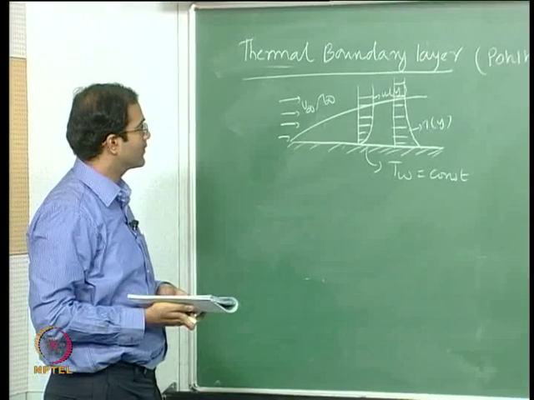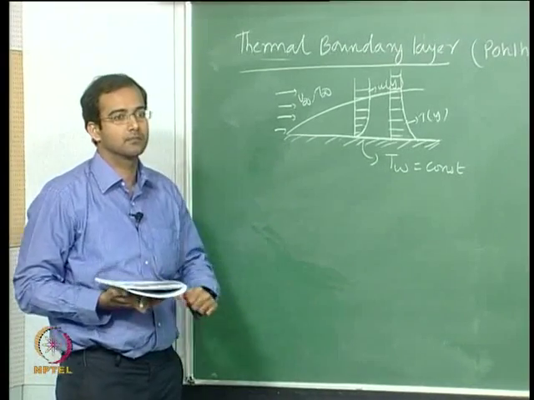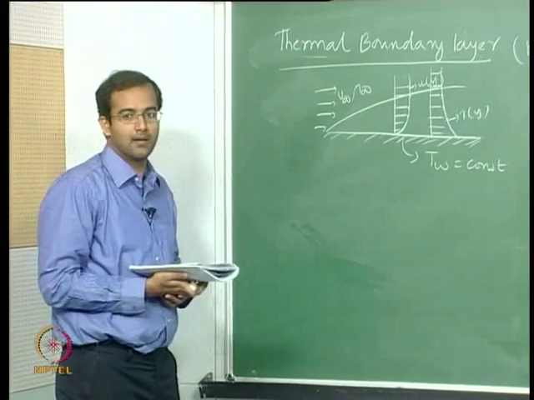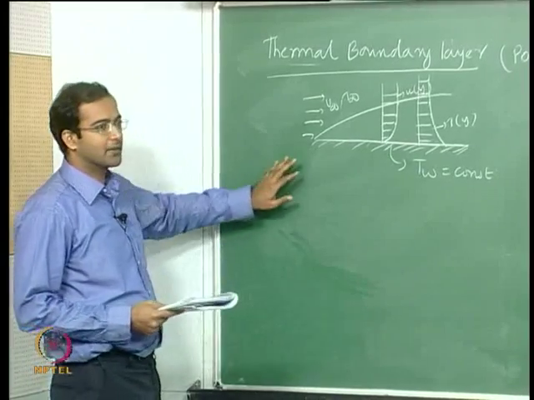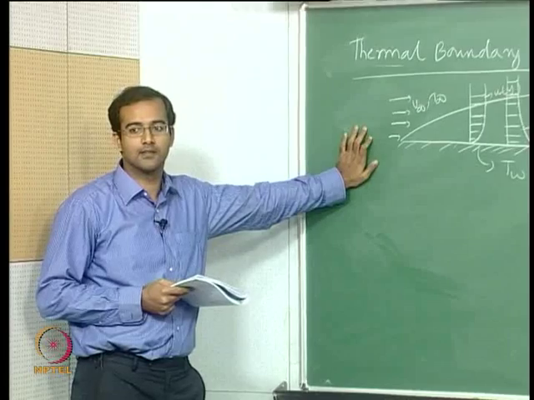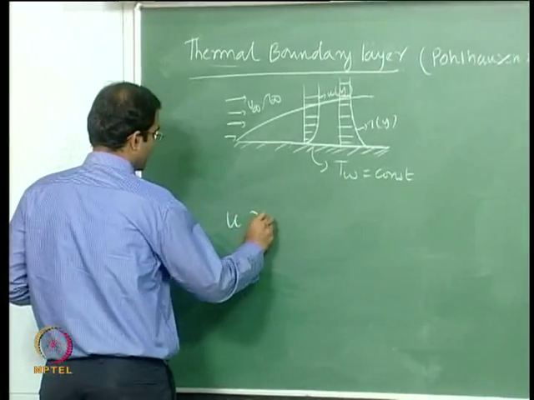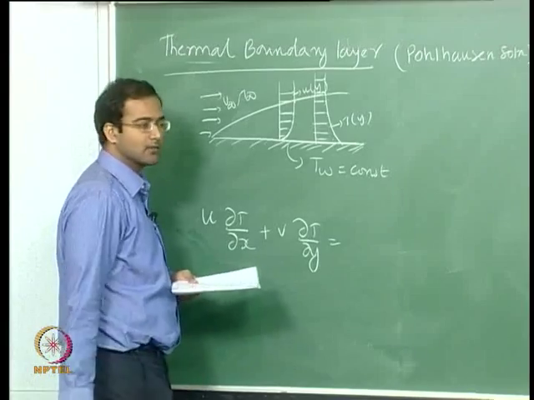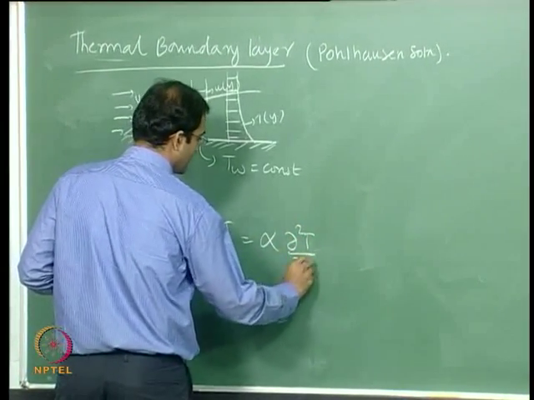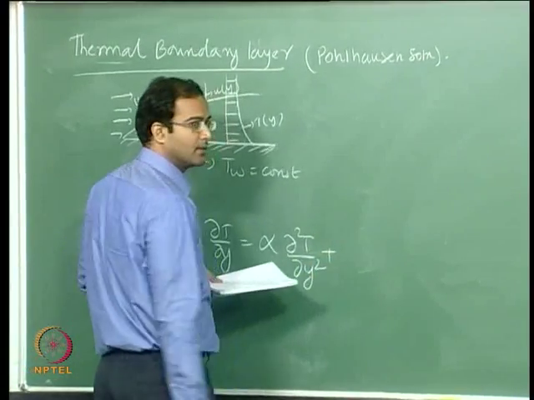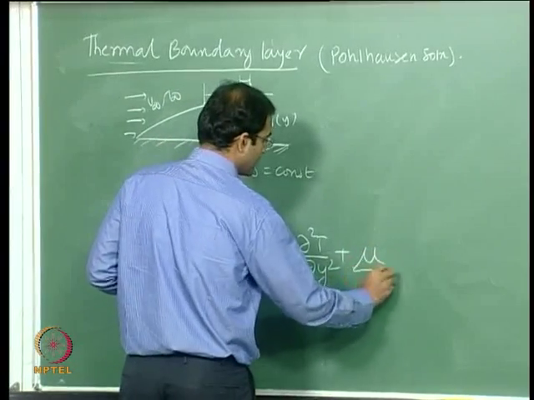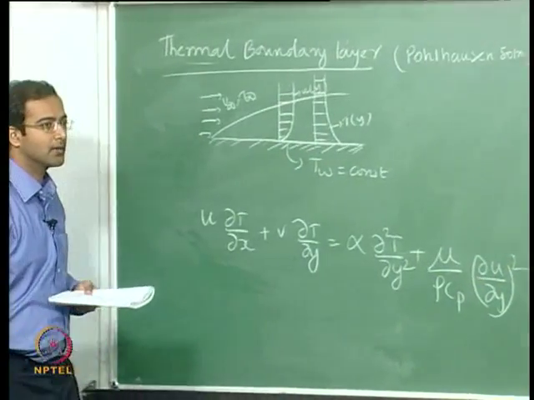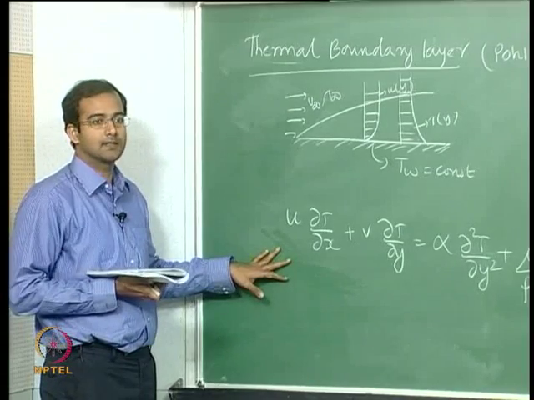Okay, so now if you apply the boundary layer equations that we derived, can you tell me the terms in the boundary layer equation for temperature? I am asking for the governing equation for the energy. Yeah, so u dT/dx is equal to, plus, yeah, mu by rho Cp into (du/dy) the whole squared. Okay, this is your boundary layer approximation for the energy equation, correct?